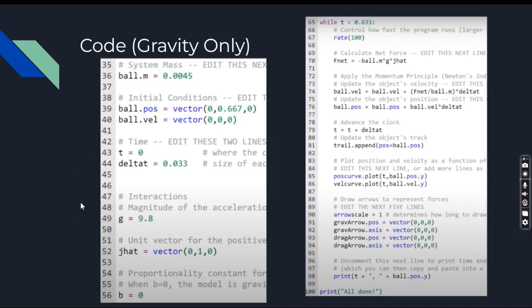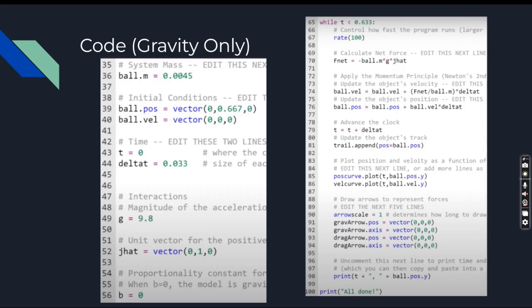For the computational model that only took into account the force of gravity, I plugged in the initial conditions I mentioned in the previous slide and had the proportionality constant set to 0. The net force will only be the force of gravity, as you can see in line 70. Then using the velocity update formula, I calculate the ball's final velocity and use that to calculate the ball's final position in the position update formula.